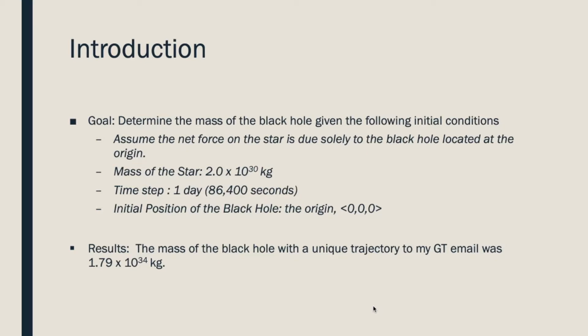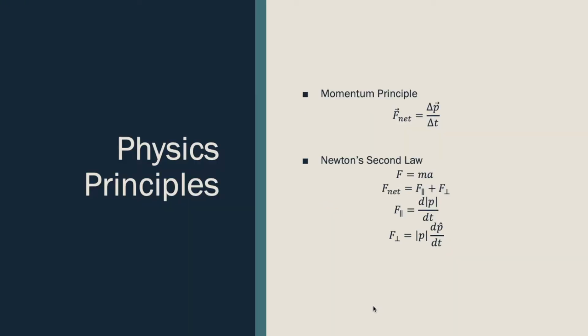For my results, I got that the mass of the black hole with a unique trajectory to my GT email was 1.79 times 10 to the 34th kilograms.